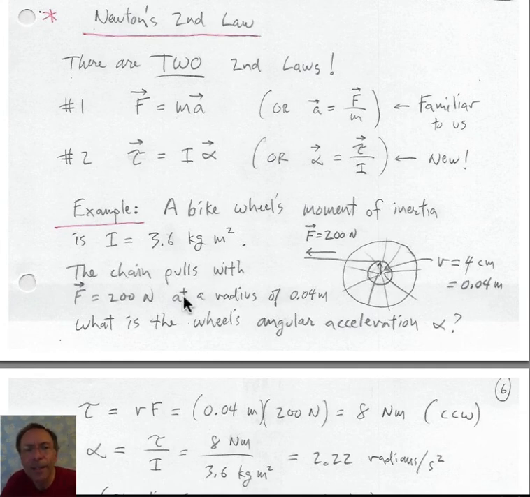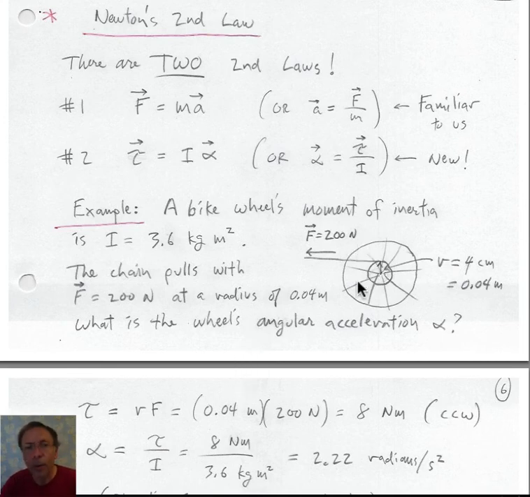So let's have a little example. I've got a bicycle wheel, and it has a moment of inertia which happens to be 3.6 kilogram meters squared. I'm applying a force. It looks like it's a rope or something on a spool, and so it's unrolling and pulling this pulley thing right here. So our radius from the axis of rotation out to here is 4 centimeters, 0.04 meters when you convert. And the force is this way. And the question is, what is the angular acceleration?